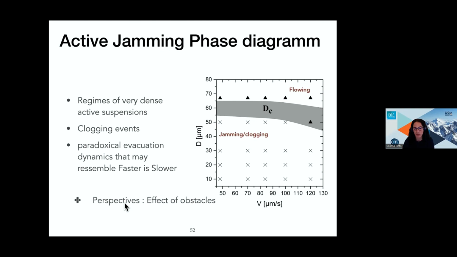And in the perspective, to go on with the analogy with crowd motion, we'll look at the effect of obstacles on this jamming in this system.